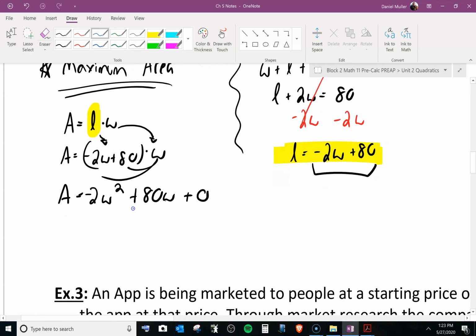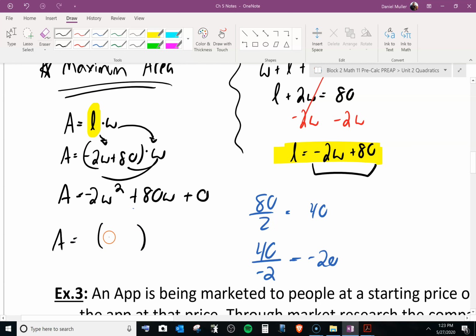So to find the vertex, take the middle number, 80, cut it in half. I'm going to get 40. Then take that 40 and divide it by the number in front, divided by negative 2, to get negative 20. So I'm going to create a square. Now normally I put an X here, but I don't have X's, I have W's. And so then here I can put the minus 20. So there I've created my square. Now, oh, and I have to carry this negative 2 down. Now you're going to FOIL that and times it by negative 2, but the faster way was to just do this part.